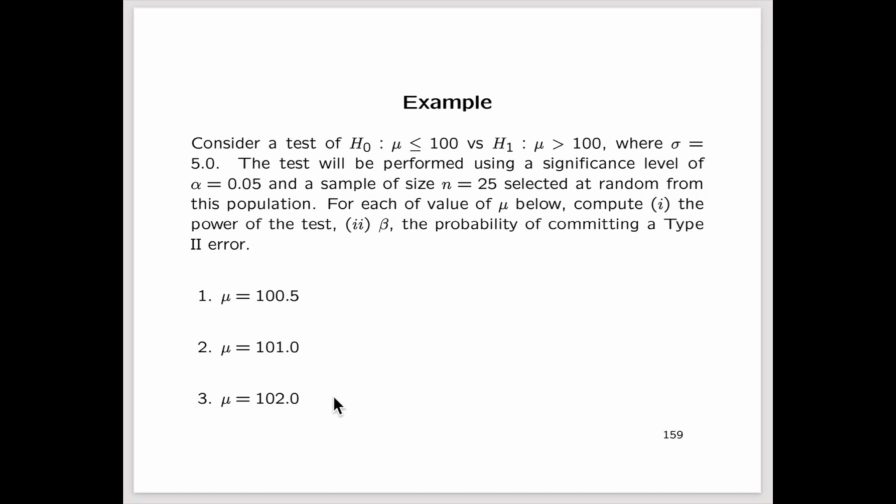Now notice that each of these values is consistent with the alternative hypothesis, which says that mu is greater than 100. And so if any of these situations is the actual state of nature, then the alternative hypothesis is true. And so what we want to do is to see how much power we will have in detecting the fact that the alternative hypothesis is true for each of these three scenarios.